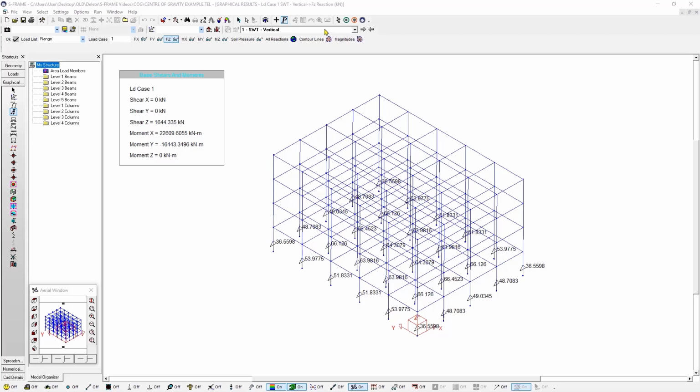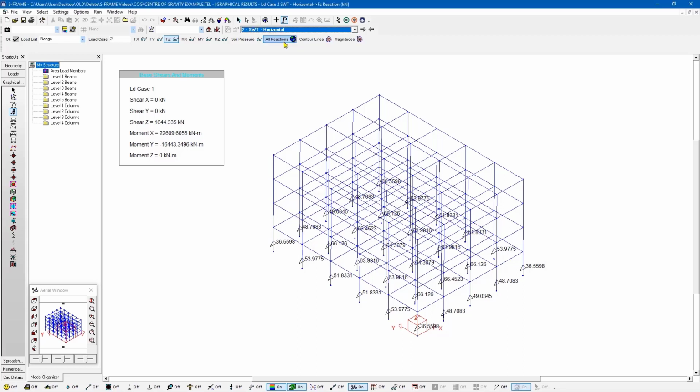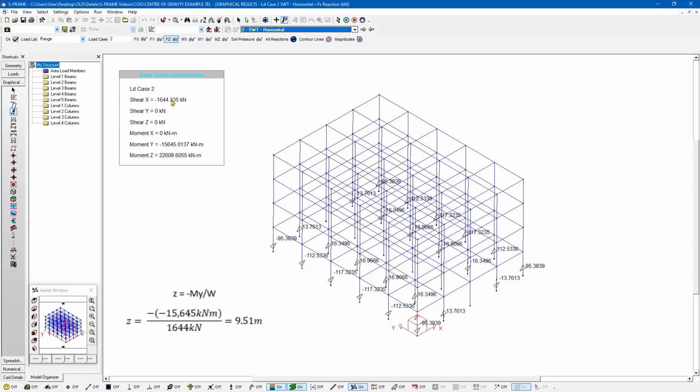Now to determine our Z lever arm, basically the vertical location of our center of gravity, we would need to switch to the horizontal self-weight load case. Our W value doesn't change, but now we're going to look at the Z lever arm being the negative of the MY moment, which again is also a negative value, so it cancels out, divided by the W value, 1644. So that would equal 15,645 divided by 1644.